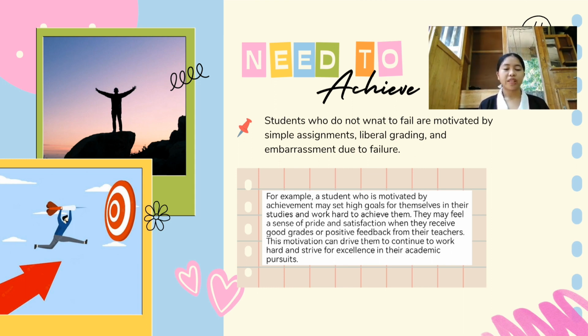So, for example, a student with a strong need to achieve may be highly motivated by a simple, straightforward assignment that is graded on a liberal scale. They may be highly concerned with their reputation and motivated to avoid any potential embarrassment due to failure. Additionally, if they know that the assignment is low stakes and that they will not face negative consequences for failure, they may be more willing to take risks and try new approaches to the task.